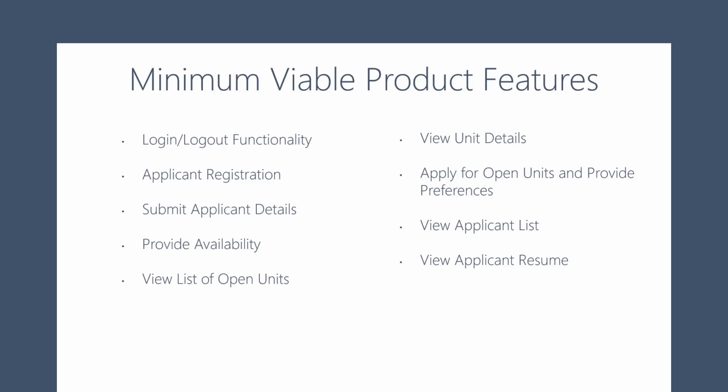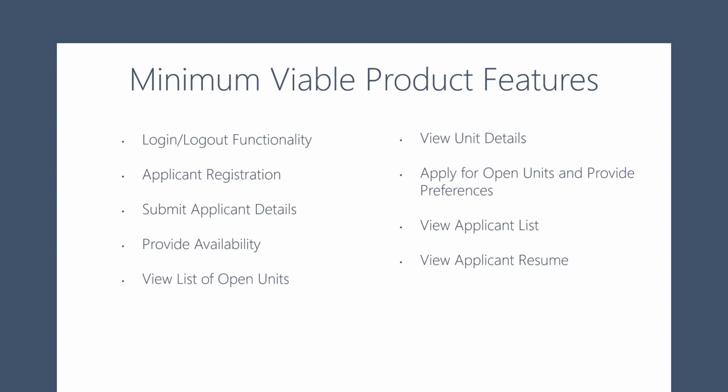View unit details. Detailed information about each unit, including its name, description, and class types, is provided, helping applicants make informed decisions while applying. Apply for open units and provide preferences. Applicants can apply for open units and indicate their preferences for the type of classes that they prefer to teach.